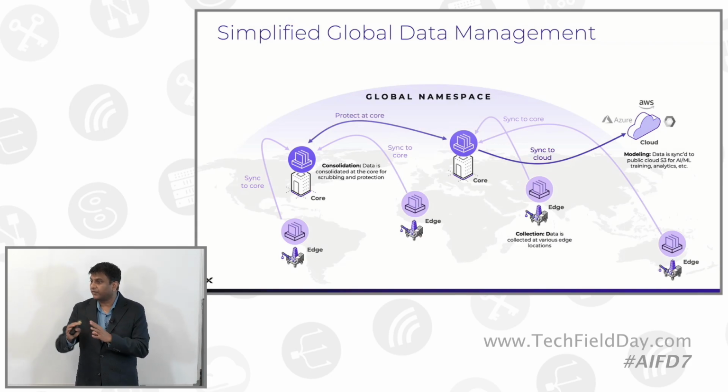So this provides end-to-end data mobility between edge, core, and cloud. That's the use case around global data management. And the best part is all of this can be in the same global namespace, so it simplifies things even further in how you do the data mobility.